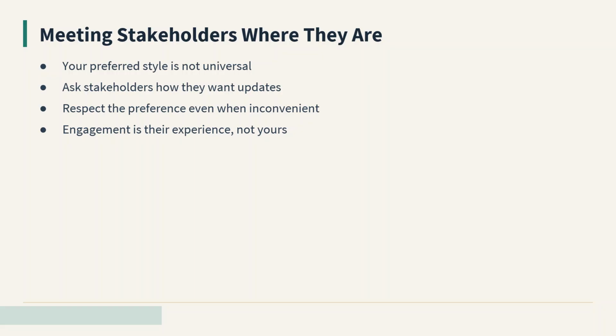The discipline is to ask each important stakeholder directly how they prefer to be updated, and then to respect that preference even when it is inconvenient for you. Engagement is the stakeholder's experience, not yours. Meeting them where they are is not soft or indulgent. It is the most efficient use of communication effort you can make.